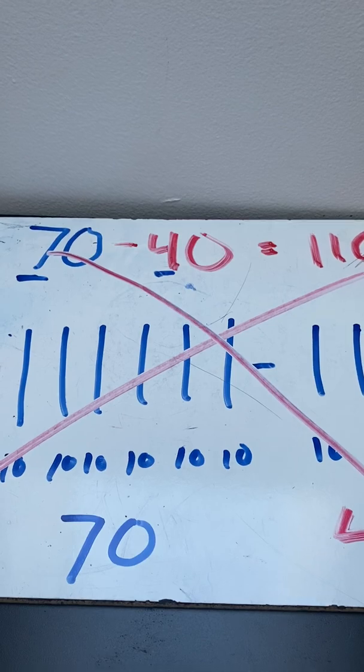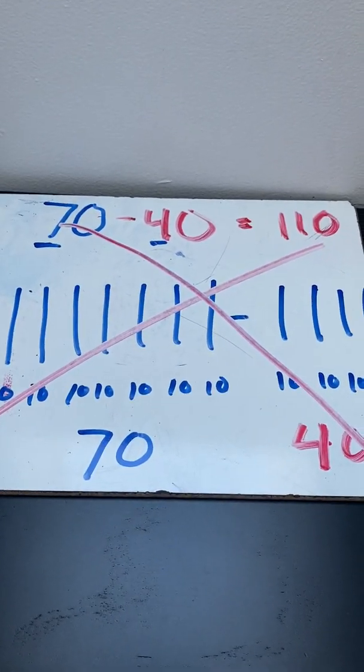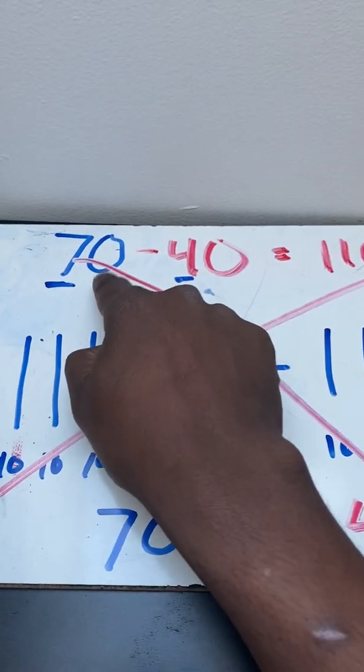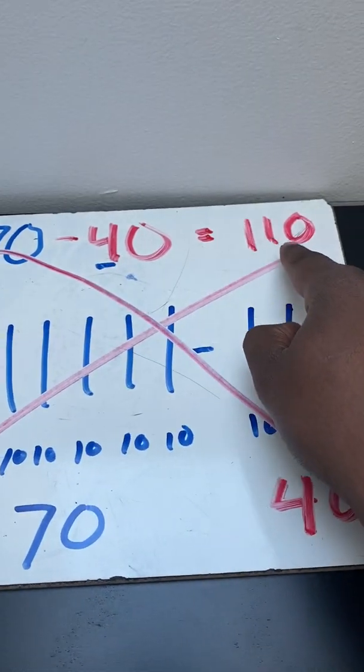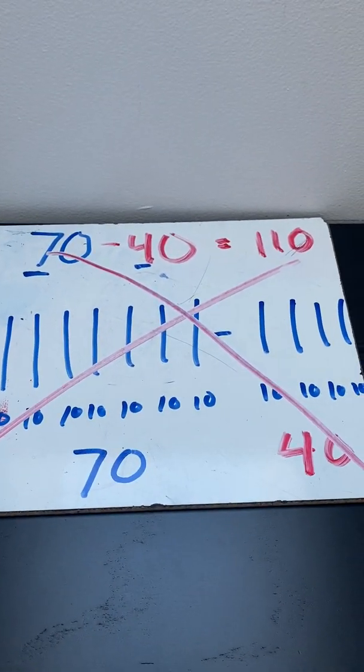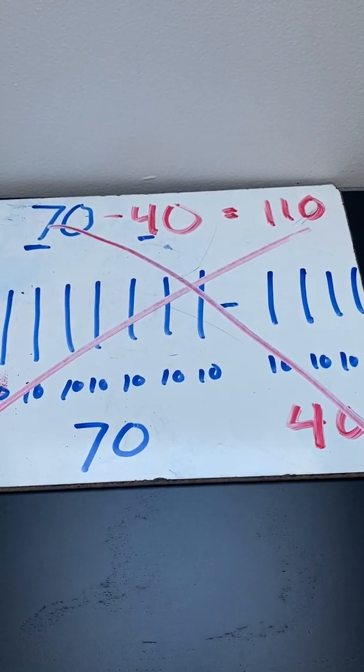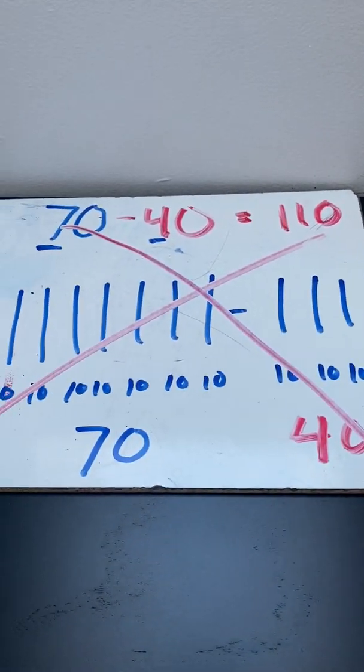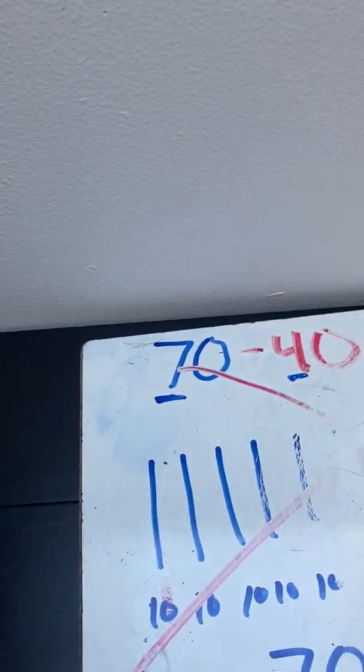Okay? Whenever we're subtracting, remember, we start with a number, we take some away, and our number should be getting smaller, not bigger. If your number's getting bigger, you're doing something wrong. All right? Do not do it like this. Let's do one more before you try.